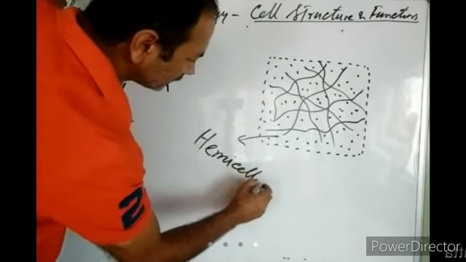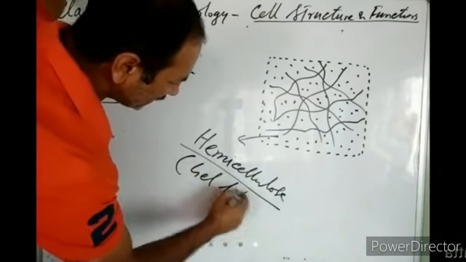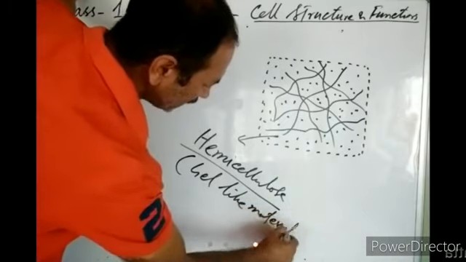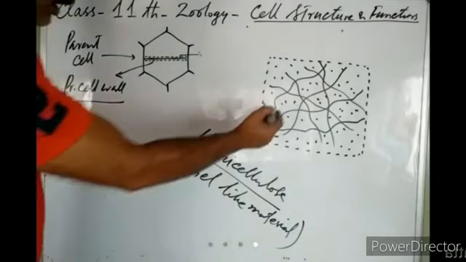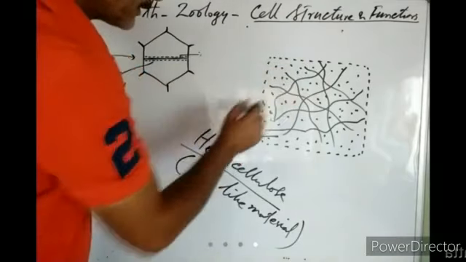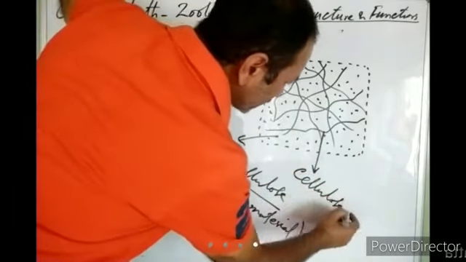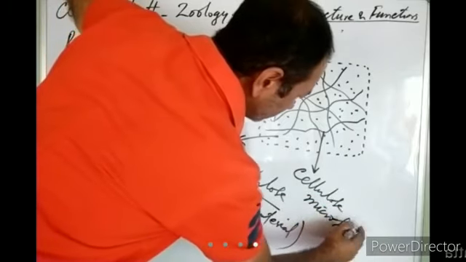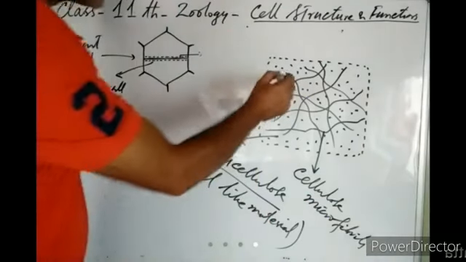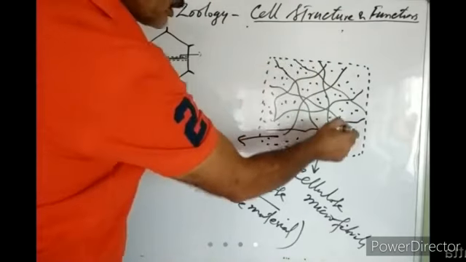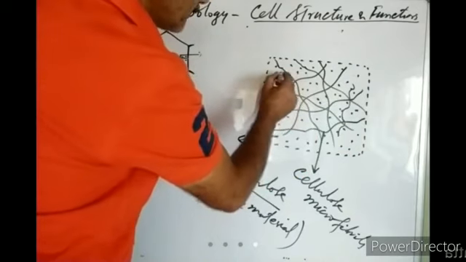This is hemicellulose. This hemicellulose is a gel-like material, synthesized by the cytoplasm of the cell itself. So first this gel-like matrix is formed. Then in this gel-like matrix, cellulose microfibrils are deposited. Then these cellulose microfibrils are strengthened by pectins.